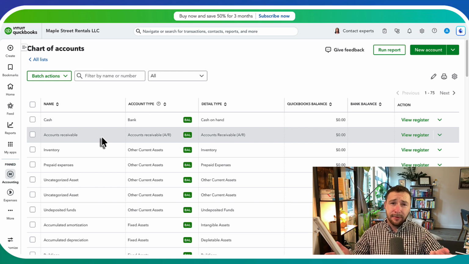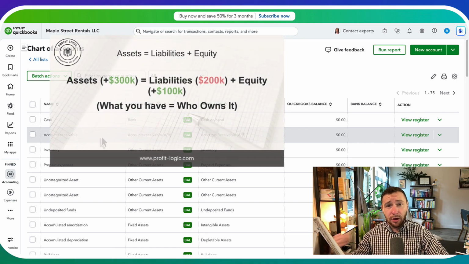And an example of that is Maple Street Rentals owns a multifamily home. And let's say that home costs $300,000. So the value of it is $300,000, and it's owned by the business. So under assets, you have a $300,000 home. However, let's say that the owner invested $100,000 into a down payment and took the rest out, the $200,000 left over, as a loan from a bank.